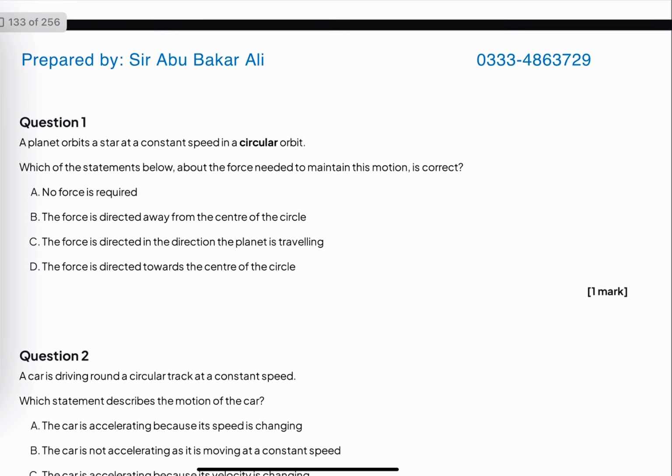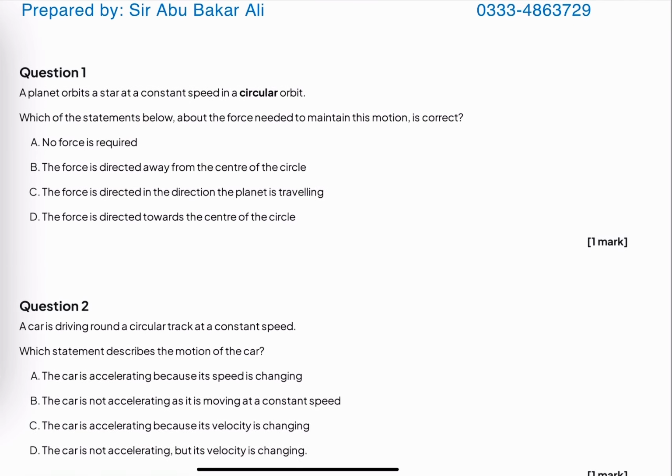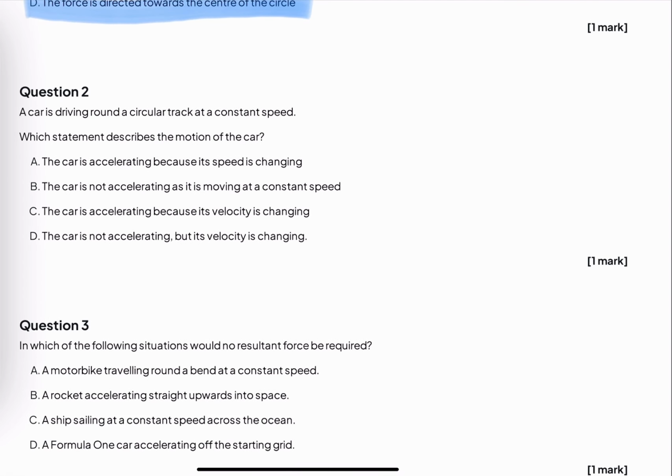In the next question, a planet orbits a star at a constant speed in a circular orbit. Which of the statements below about the forces needed to maintain this motion is correct? It's option D. The force is directed toward the center of the circle. In question 2, a car is driving around a circular track at a constant speed. Which statement describes the motion of the car? So it's option C, the car is accelerating because its velocity is changing.